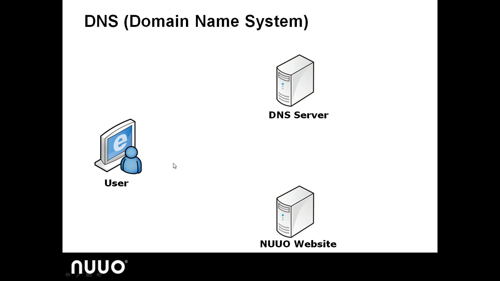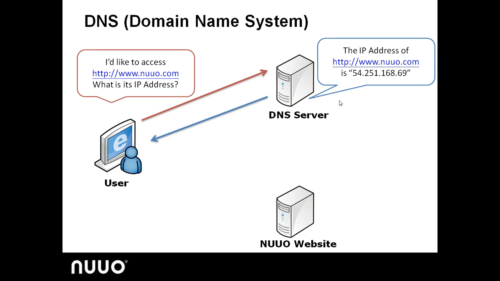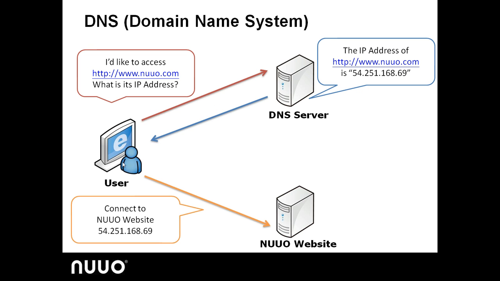For example, the user like to access www.nuuo.com and what is this IP address? So the computer will connect with the DNS server to ask what is the www.nuuo.com's IP address. And then the DNS server will tell the user the IP address of www.nuuo.com is 54.251.168.69. Okay, so the user can connect to the NUUO website by this IP address.